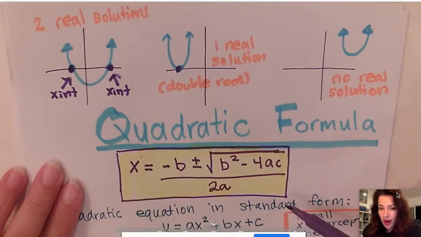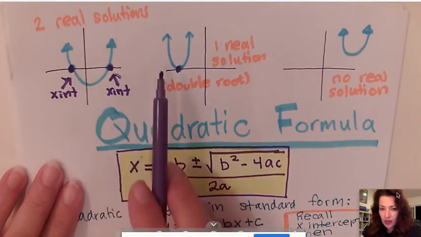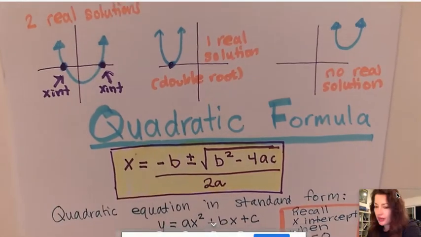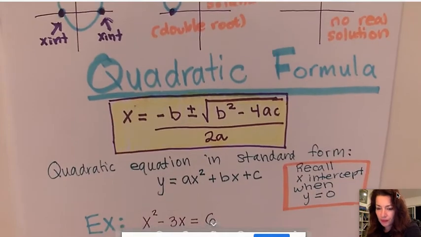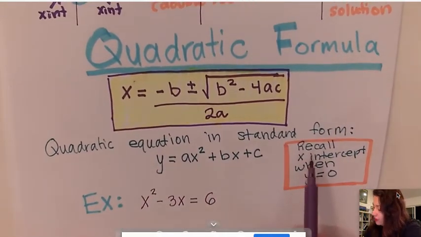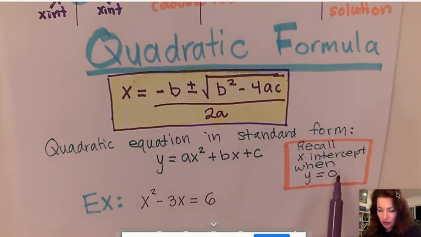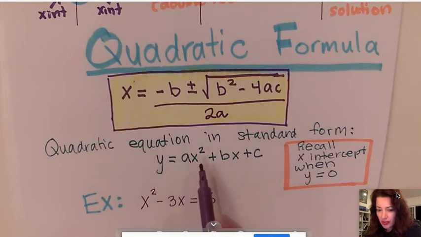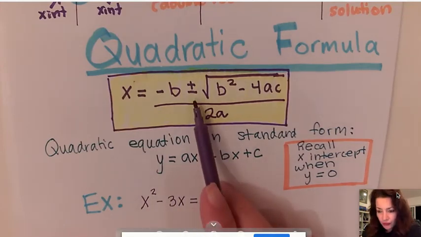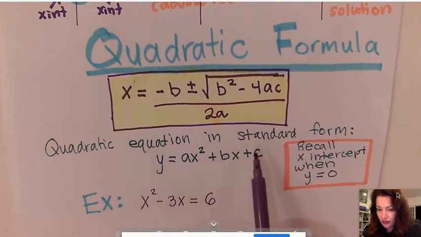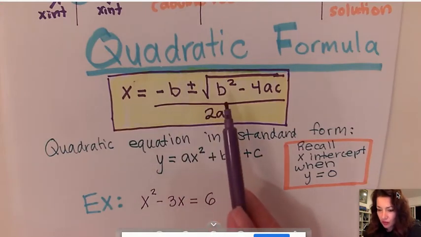So today we're going to practice either situation A or B, where you have two real solutions or one real solution. All right, so looking at the formula, I'm going to do one example. And again, to remind you that when we have an x-intercept, it means that y equals 0. So here in our equation, which is in standard form, when we use our formula, you want to make sure that your equation is in standard form first before you identify the a value, the b value, and the c value. Once it is in standard form, then you can go ahead and plug it into the formula.